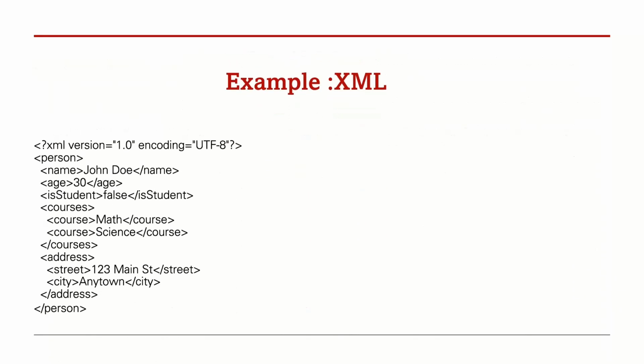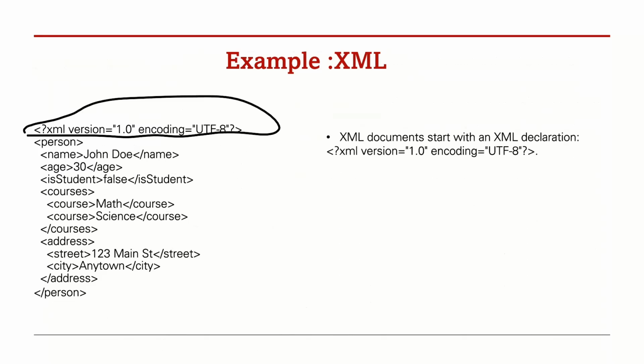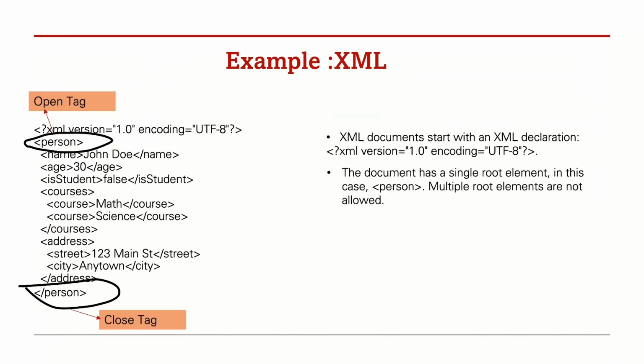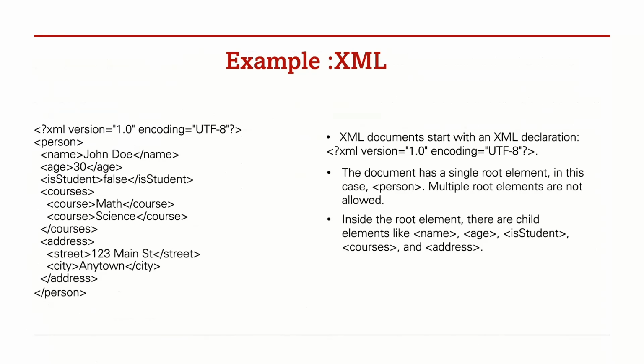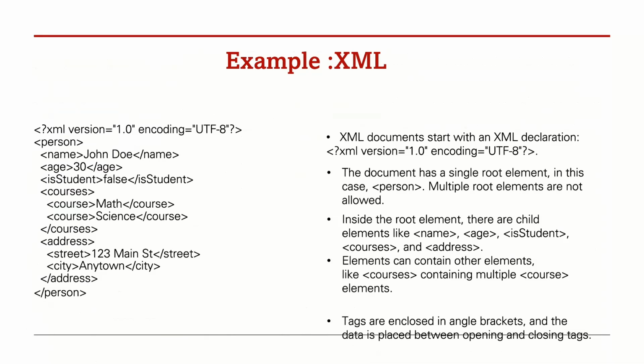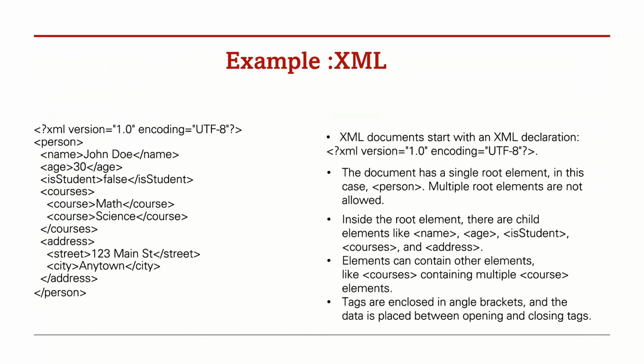XML documents start with an XML declaration. The document has a single root element, in this case, person. Multiple root elements are not allowed. Inside the root element, there are child elements like name, age, is student, courses, and address. Elements can contain other elements, like courses containing multiple course elements. Tags are enclosed in angle brackets, and the data is placed between opening and closing tags.